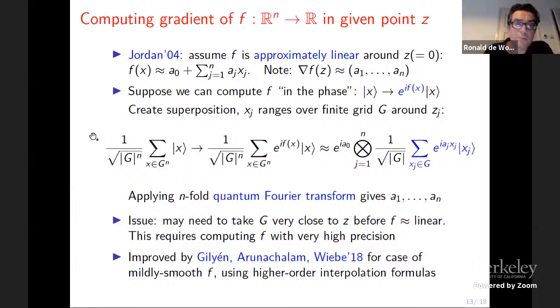So there was a subsequent paper after Jordan's paper by Gilyén, Arunachalam, and Wiebe for the case where f is not so close to a linear function, but maybe it's close to a somewhat higher degree polynomial. They did essentially the same thing with higher order interpolation formulas, when f is not well approximated by a linear function but by a low degree polynomial. The number of function evaluations is no longer constant, but it's still a lot better than what it would be classically. So this is a pretty useful general trick to approximately compute gradients.